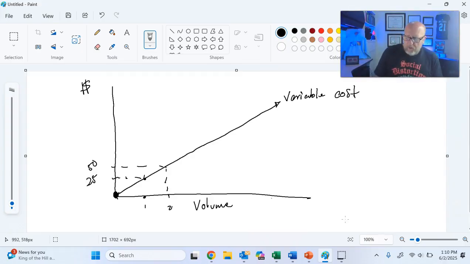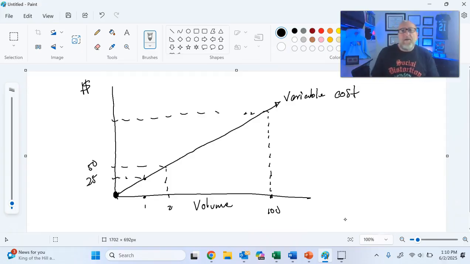So if I produce 100 tables and every table is going to cost me $25 in material, then my material costs are going to be 2,500. Hopefully that's how you do the math. That would be $25 times every particular table for 100 tables, 100 times 25. Hopefully I got the math right. I'm not even going to check it. But those are variable costs.